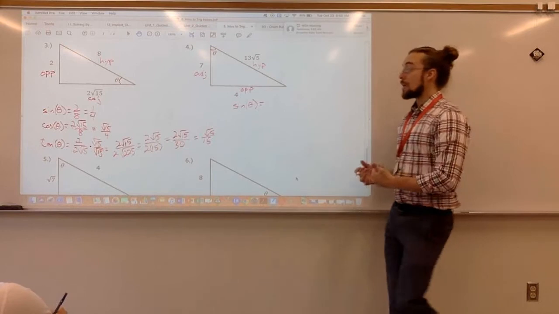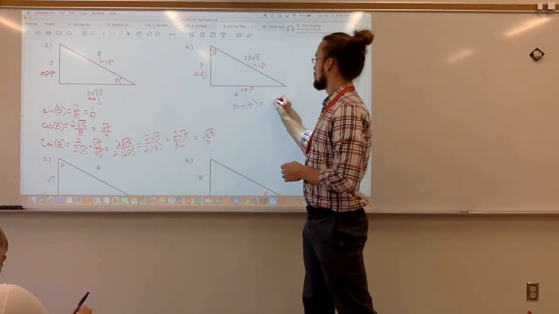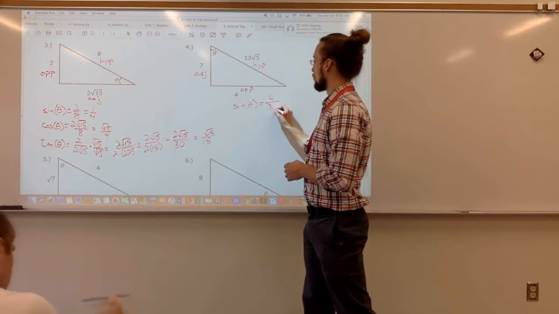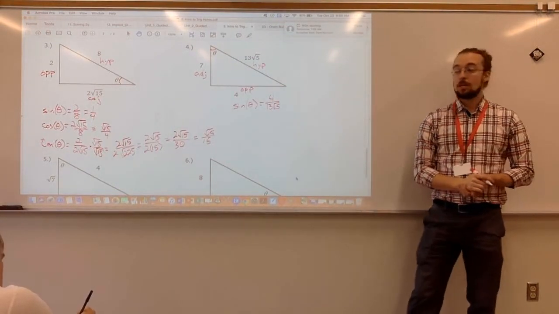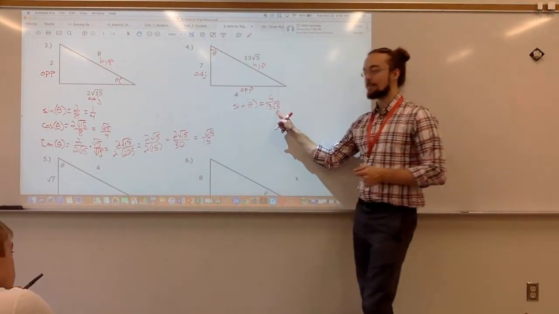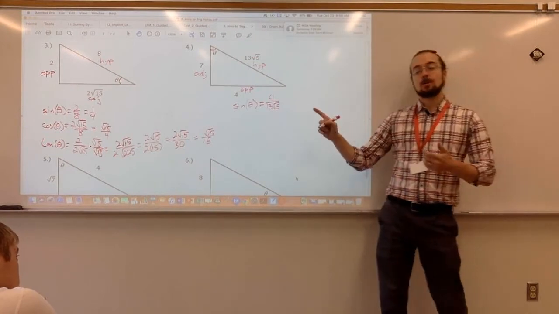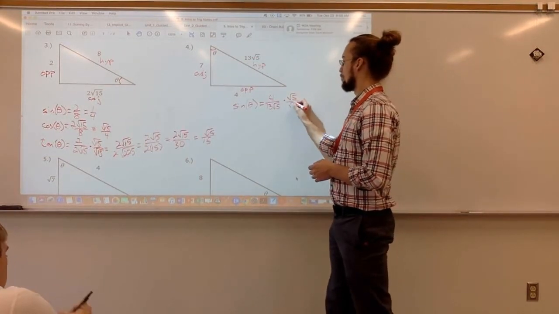So now, once we label, then I can say sine is opposite over hypotenuse. So that would be 4 over 13 times the square root of 5. That's not a good answer yet. Okay? I can't have a square root in the denominator. So I would need to multiply both the top and the bottom by the square root of 5.